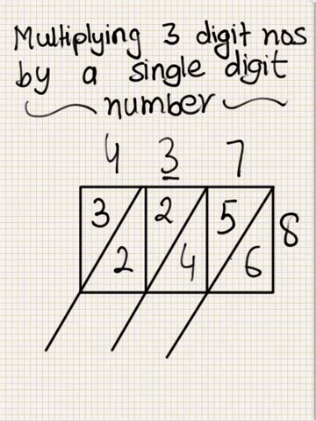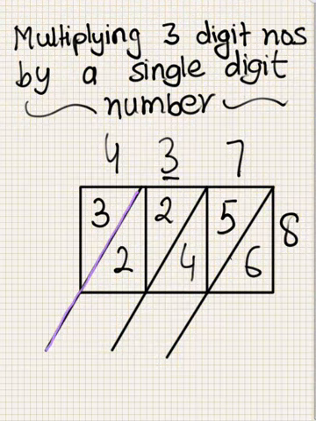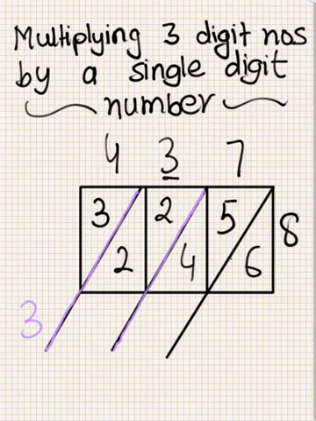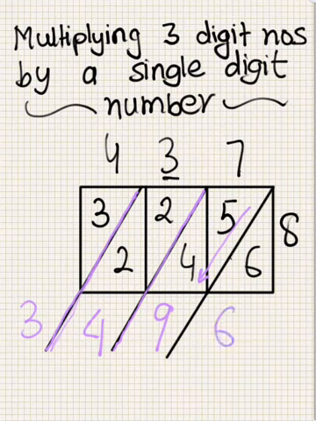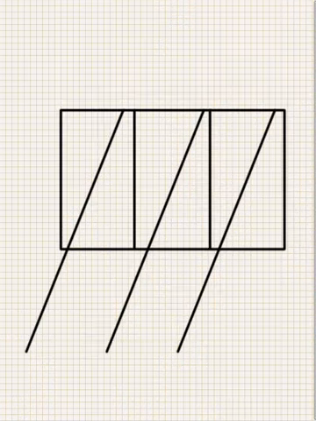Now we add. Everything to the left of this line gives us 3. Then adding everything to the left of this line and to the right of this line, we have 4. And then you do the same thing here. So 5 plus 4 is 9. And we have 6. So 437 times 8 is 3,496. Pretty neat, right? Okay, let's look at another example.